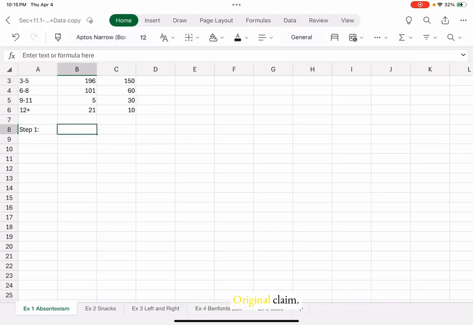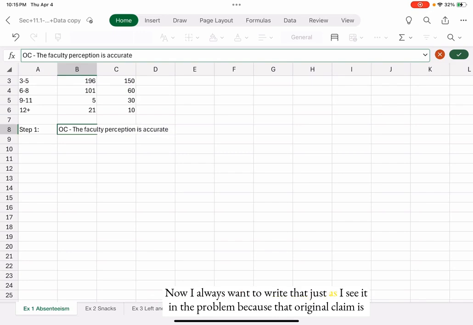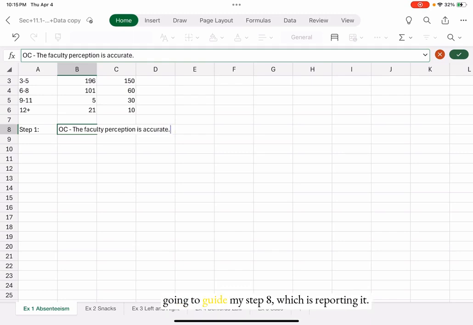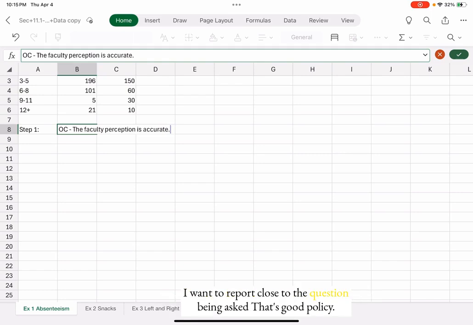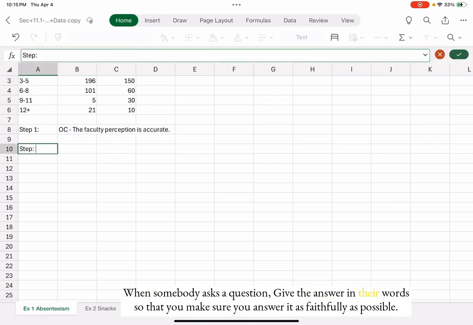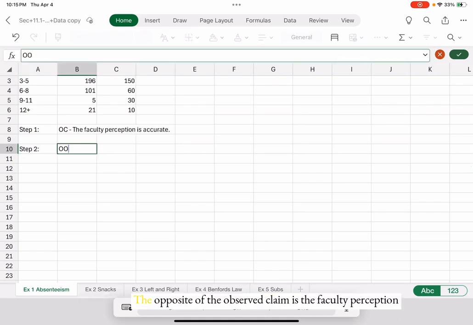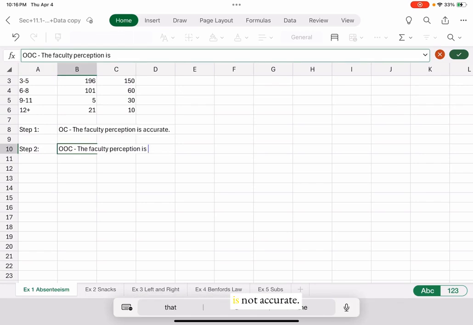Step 1, original claim. The original claim is that the faculty perception is accurate. Now, I always want to write that just as I see it in the problem, because that original claim is going to guide my step 8, which is reporting it. I want to report it close to the question being asked. That's good policy. When somebody asks a question, give the answer in their words so that you make sure you answer it as faithfully as possible.